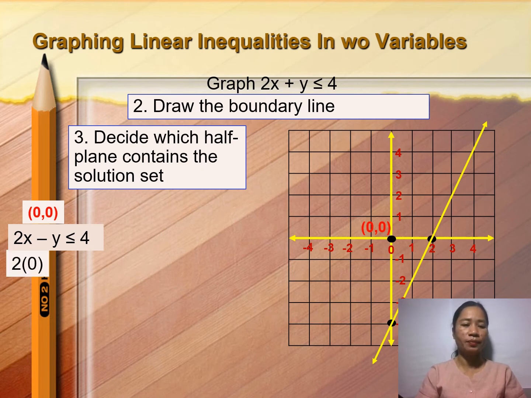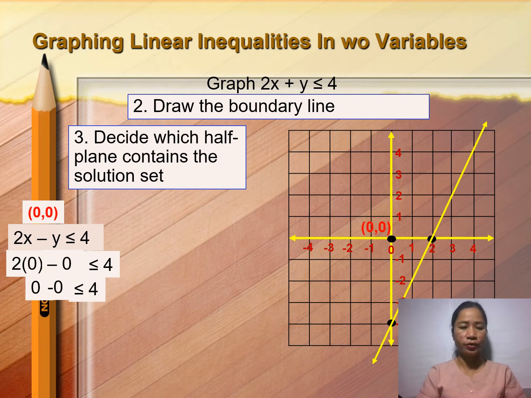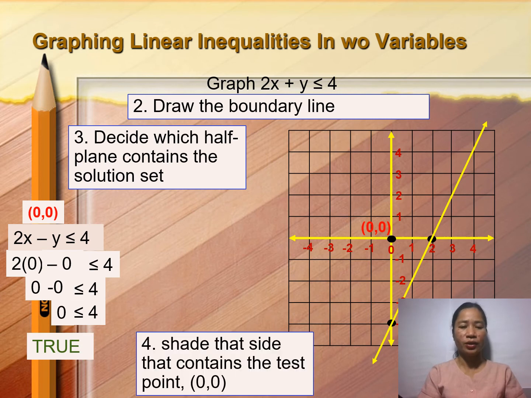So we have now 2 times 0 minus 0 is less than or equal to 4. So 2 times 0 minus 0 less than or equal to 4 becomes 0 minus 0 less than or equal to 4, which is 0 less than or equal to 4. Is 0 less than or equal to 4? The answer is true. Therefore, shade that side that contains the test point 0, 0.